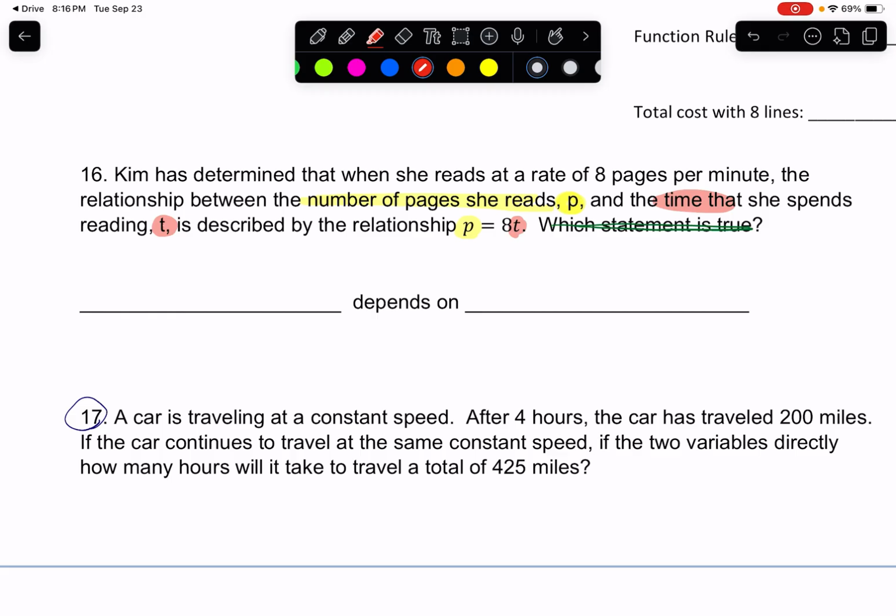Okay, so let's write this down. Here we go. So the number of pages that she reads depends on what is it we're looking at? Time is minutes. So this would be the number of minutes. And that should make sense, because if we read for more time, then I'm going to have more pages read. If I read for less time, I'm going to read fewer pages. The number of pages that I read is going to depend on how much time I've spent reading.